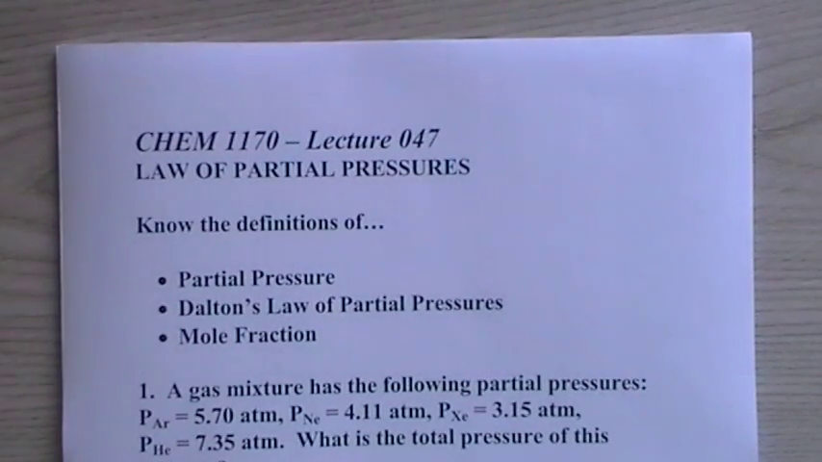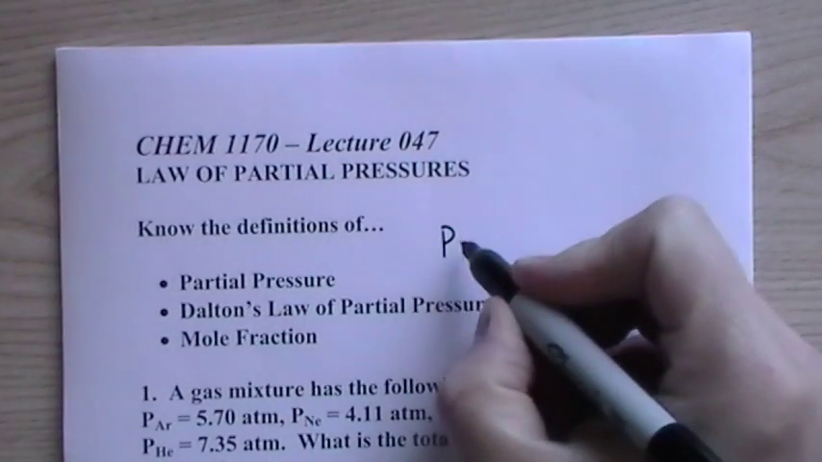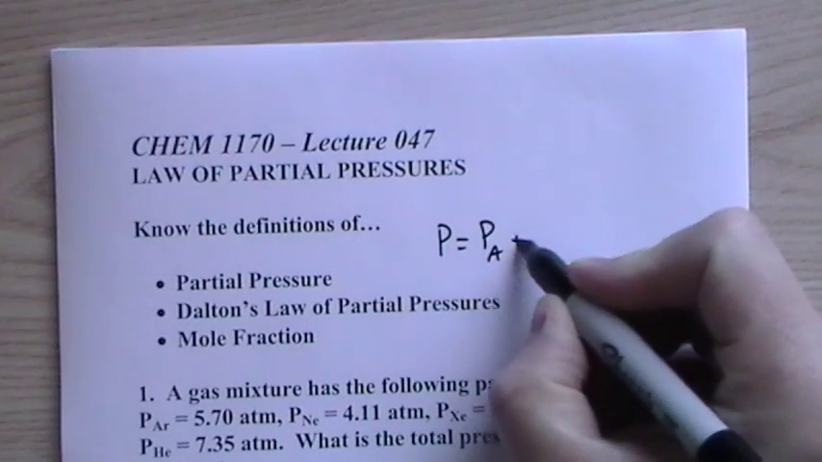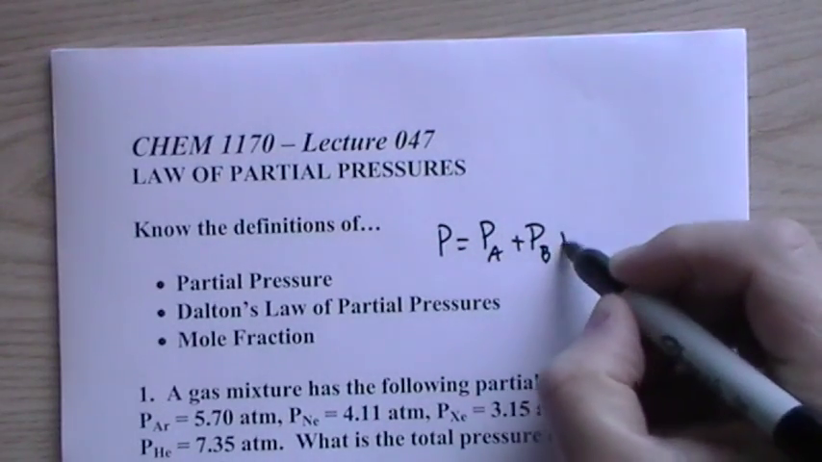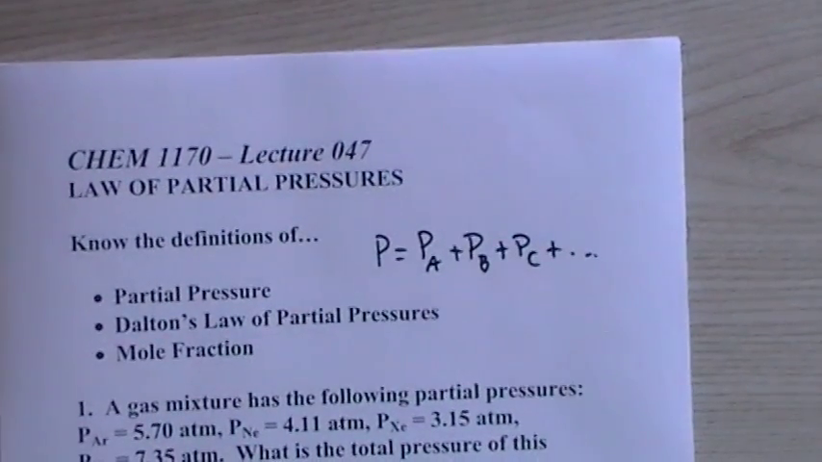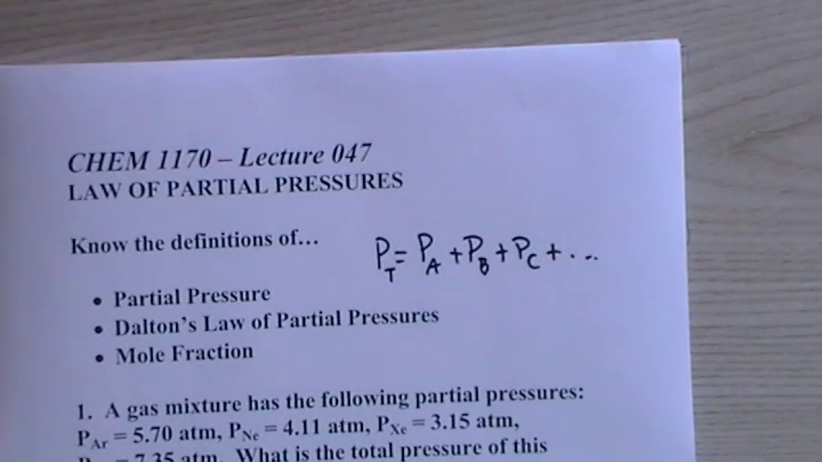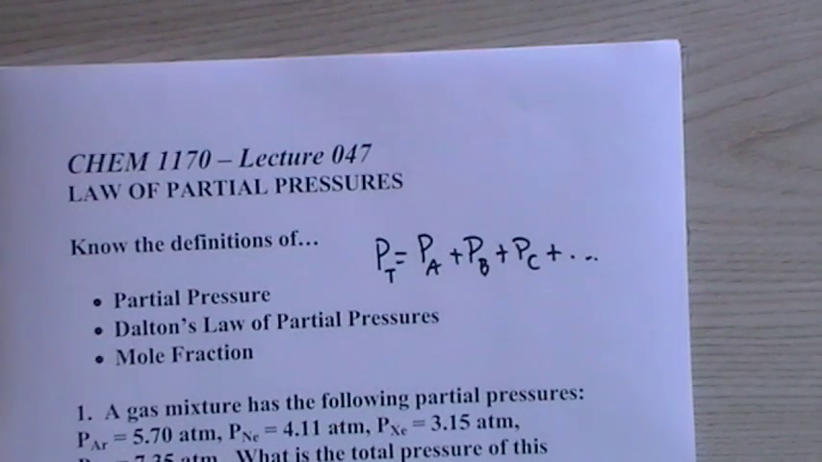Okay, lecture 47. Law of partial pressures, discovered by Dalton. It states that the total pressure, in our book it's just P, but it could also be labeled as PT for the total pressure, is equal to the sum of the partial pressures of all the gases that are present in the system.